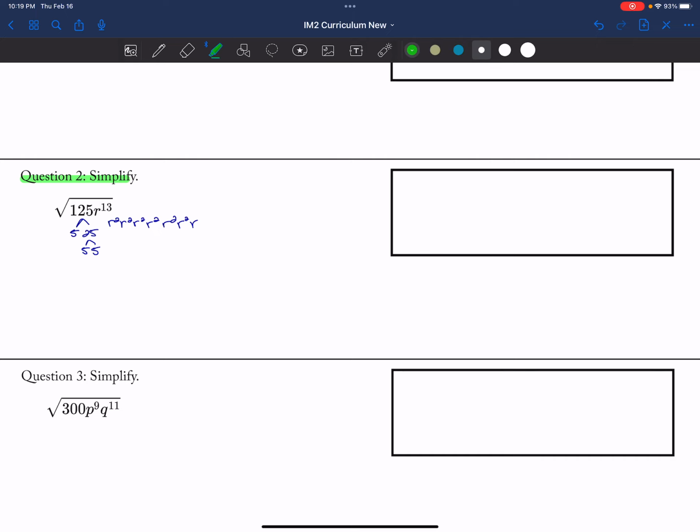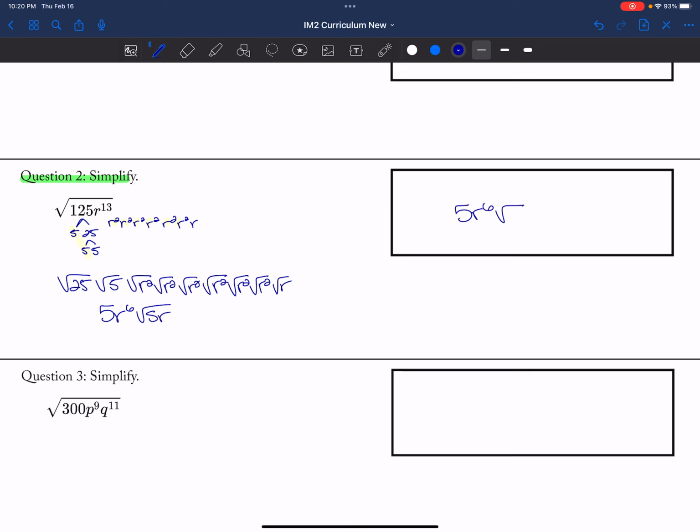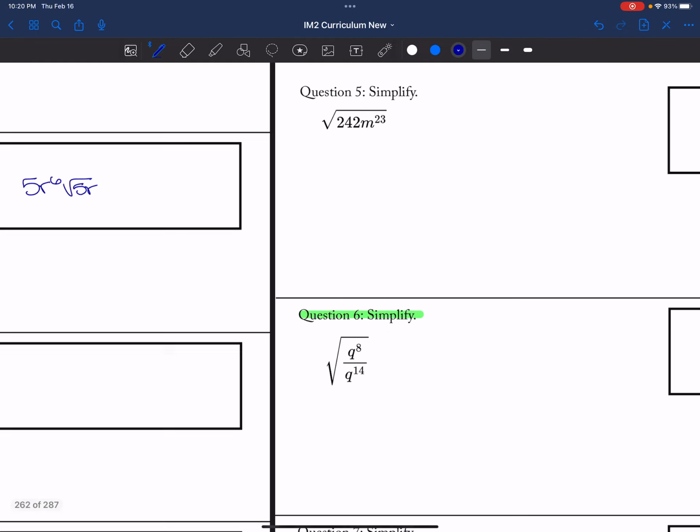So now, group some pairs. These are all separately paired. So now, my square root of that is the square root of 25, square root of 5, square root of r squared, square root of r squared, square root of r squared. 1, 2, 3, 4, 5, 6, and then a root r. So that gives me not a 25, a 5, r to the 6, and then root 5r. So 5r to the 6th, root 5r. Okay, not 4, number 6.